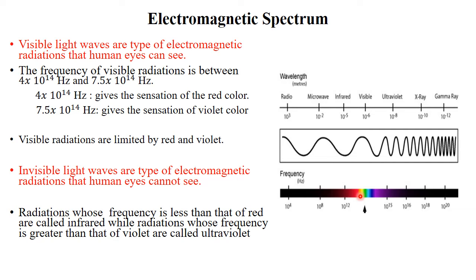However, invisible radiations are a type of electromagnetic radiations that human eyes cannot see. Radiations whose frequency is less than that of red are called infrared, so these are infrared. However, radiations whose frequency is greater than that of violet are called ultraviolet.